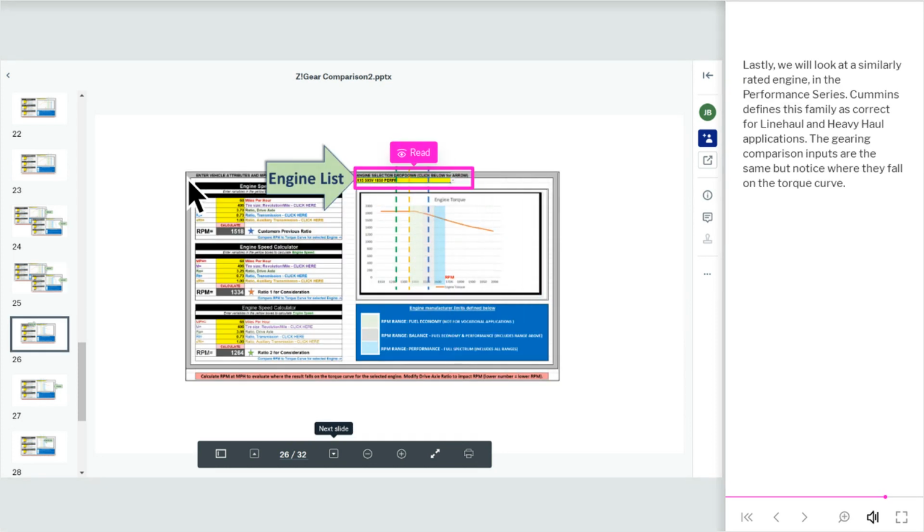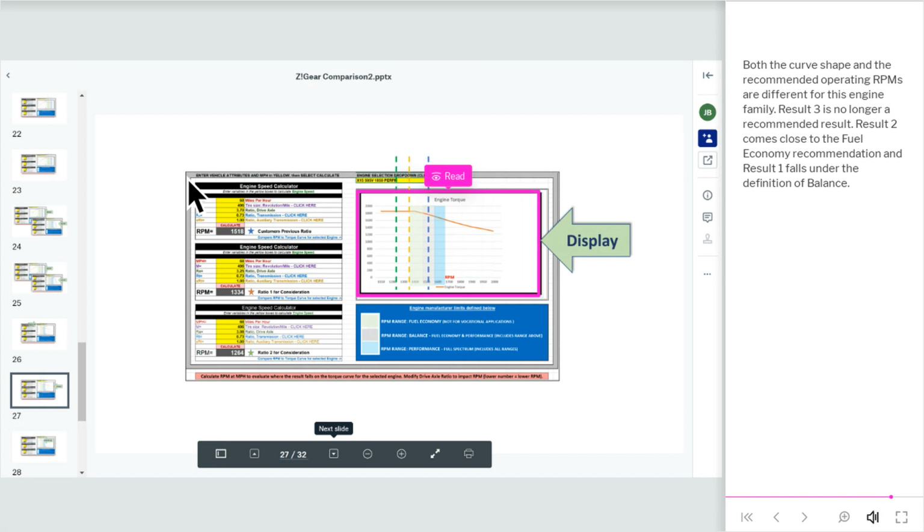Lastly, we will look at a similarly rated engine in the performance series. Cummins defines this family as correct for line haul and heavy haul applications. The gearing comparison inputs are the same, but notice where they fall on the torque curve. Both the curve shape and the recommended operating RPMs are different for this engine family. Result 3 is no longer a recommended result. Result 2 comes close to the fuel economy recommendation, and Result 1 falls under the definition of balance.